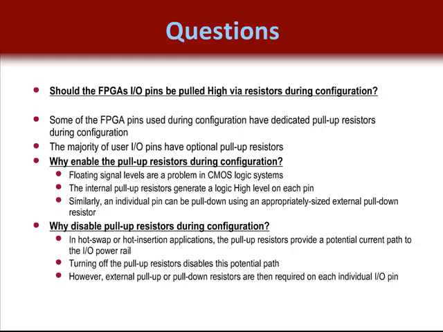Another question is, should the FPGA's I/O pins be pulled high via resistors during configuration? Well, it is important for all users to be aware that floating signal levels can be a problem in CMOS logic systems. The internal pull-up resistors included with each I/O pin generate a logic high level on each pin. Some customers choose to turn off the use of the pull-up resistors because they provide a current path to the I/O power rail in hot swap applications. So some customers pull down their I/O pins by using an external resistor. However, an external pull-up or pull-down resistor is then required on each I/O pin at some additional cost.